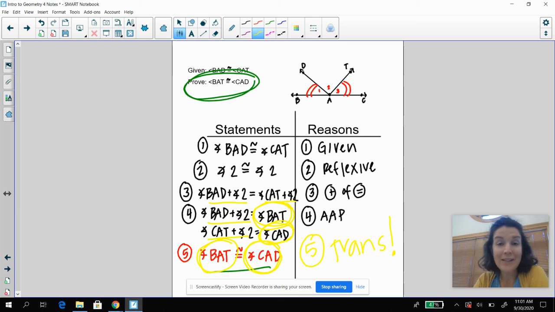That is it. I know that seemed like a lot, but we're going to do more discussions in class and more practice. And you're going to go back and look at this proof and be like, this is so easy. This is so crazy.